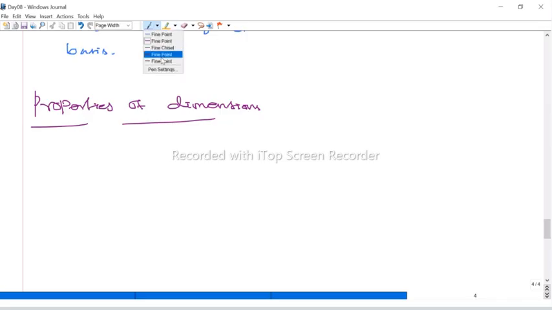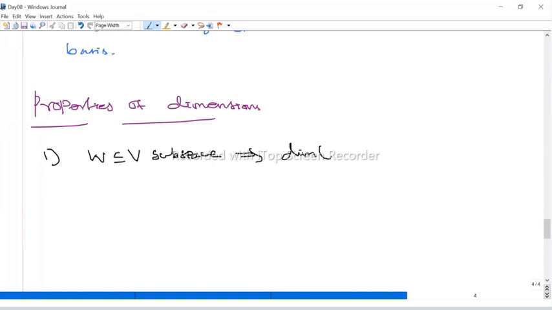So the first one is: suppose W is a subspace of V. Then the dimension of W should be less than or equal to the dimension of the bigger space V. If we take any subspace, it is itself a vector space, therefore we can talk about its dimension. So the dimension of the subspace is always less than or equal to the dimension of V. If V is finite dimensional, then it should be strictly less.